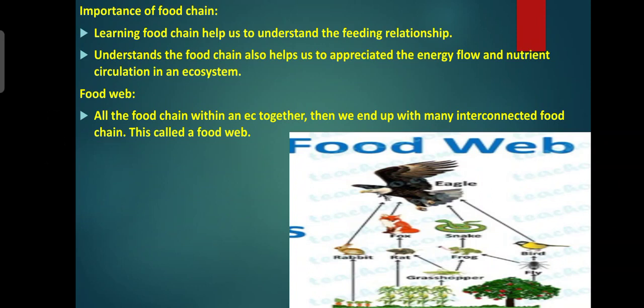Next one. Consumers have different sources of food in an ecosystem and do not rely on only one species for their food. If we put all the food chains within an ecosystem together, then we end up with many interconnected food chains. This is called a food web.